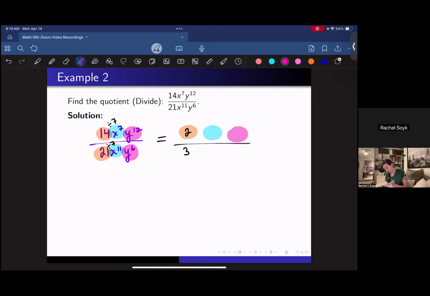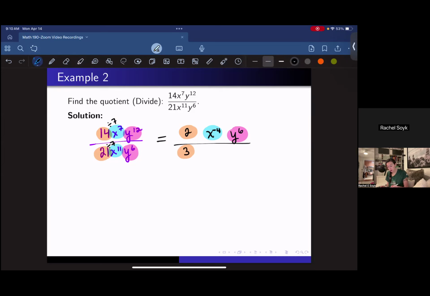Now let's move on to our x. We have x to the 7 minus 11, which gives us -4. And I'll talk about how we can move that to the denominator very easily in a moment. And then finally, let's move on to y. We have y to the 12 minus 6 gives you +6.